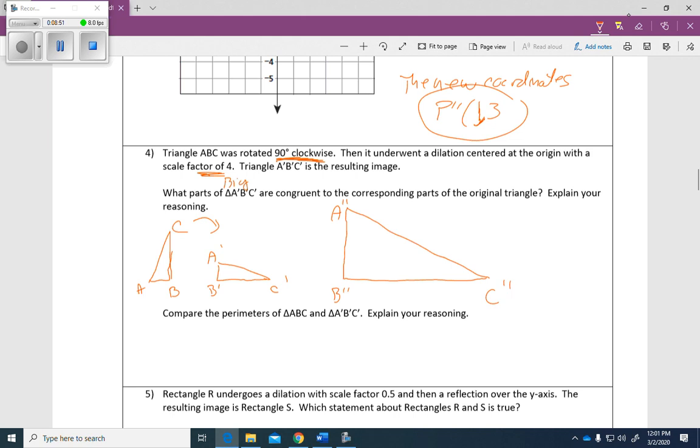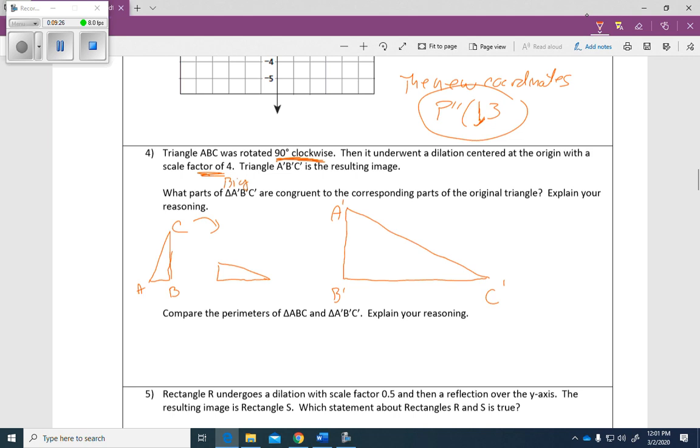But what parts of A prime, B prime, C prime are congruent? Yeah, I hate that they're calling it A prime, B prime, C prime. I have to tell you that. So what they're doing is they're ignoring this in-between part. They didn't label it. And this last part, they want me to just put primes on it, not double primes. So what parts of the triangle A prime, B prime, C prime are congruent to the corresponding parts of the original triangle? Explain your reasoning.